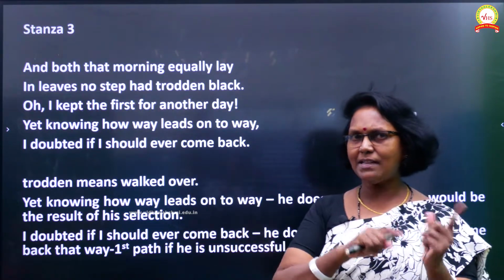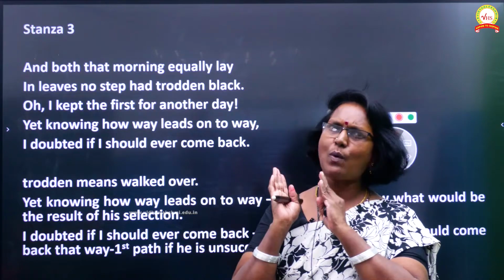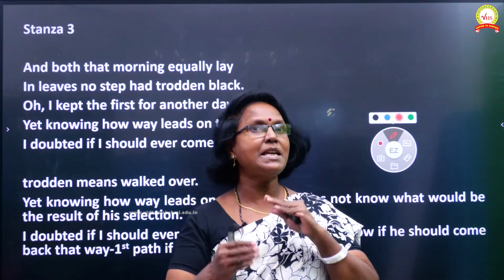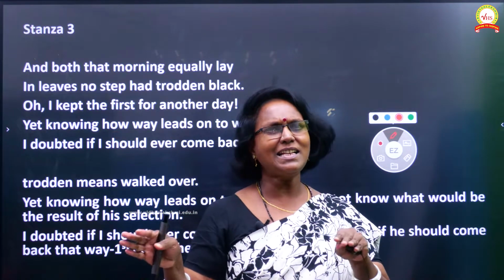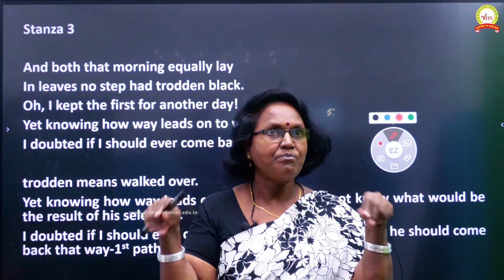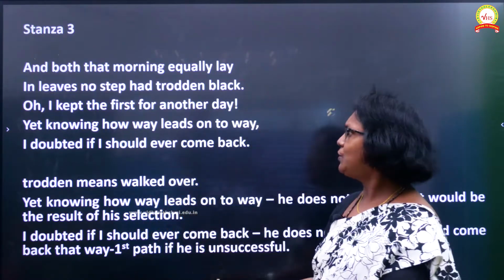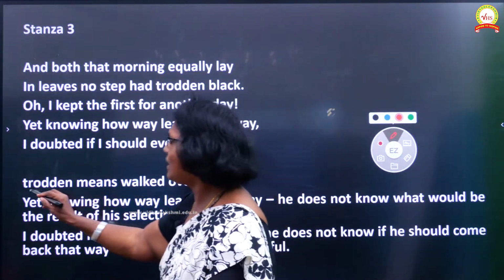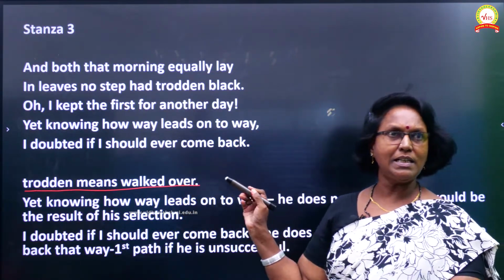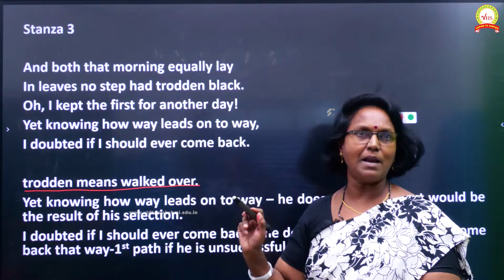So, in the previous stanza, he had told that the first one was quite good. The second one was a little bit grassy and he felt that maybe it's a good option. And then he said, fine, both of them are more or less the same. And now, he's continuing to tell what the next step is. He's telling, and both that morning equally lay, in leaves no step had trodden black.